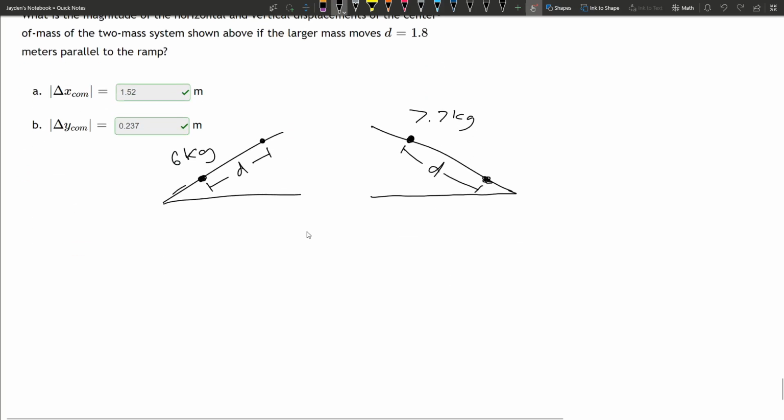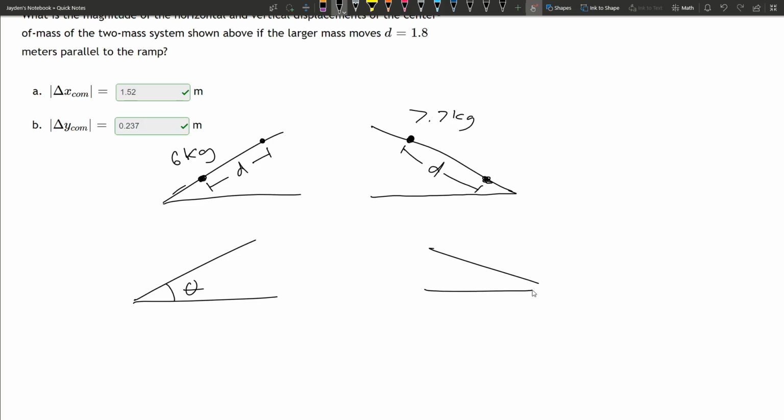So there are two different angles for this question. So this angle, let's call it theta. And this angle, let's call it, forgot the name of this thing. Let's search it up real quick. Well, apparently theta is pretty common, so let's just call this theta 2.